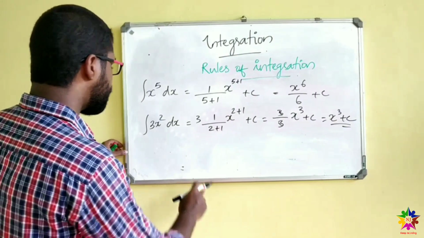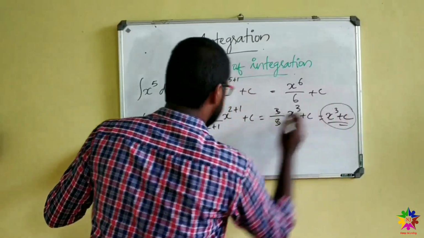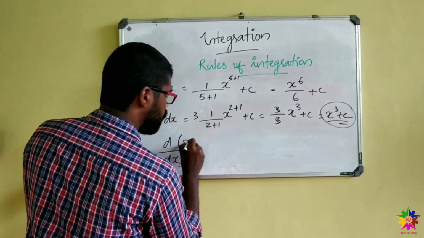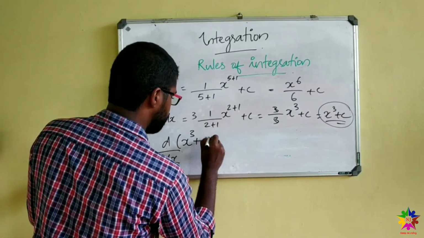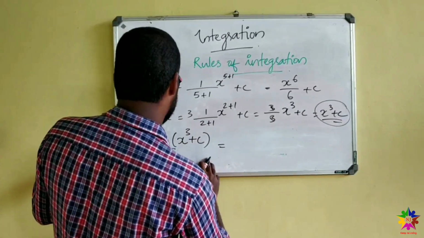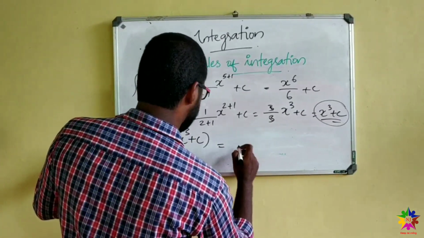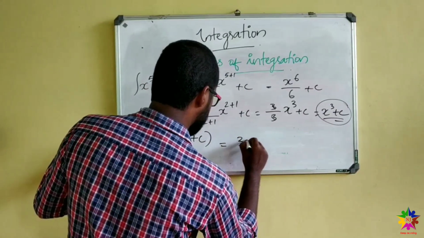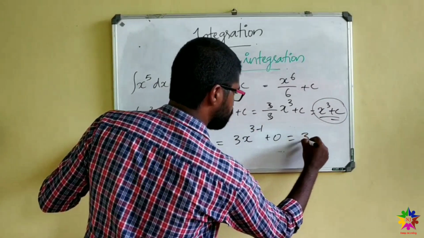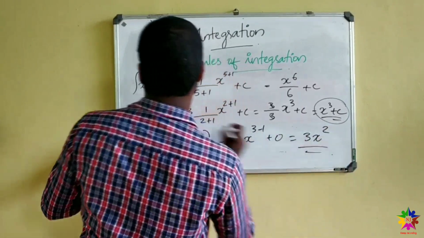If you have any doubt, let us check it. For example, let's differentiate: d by dx of x cubed plus c, by the power rule we get 3 x squared, which is equal to 3 x squared, the original function.